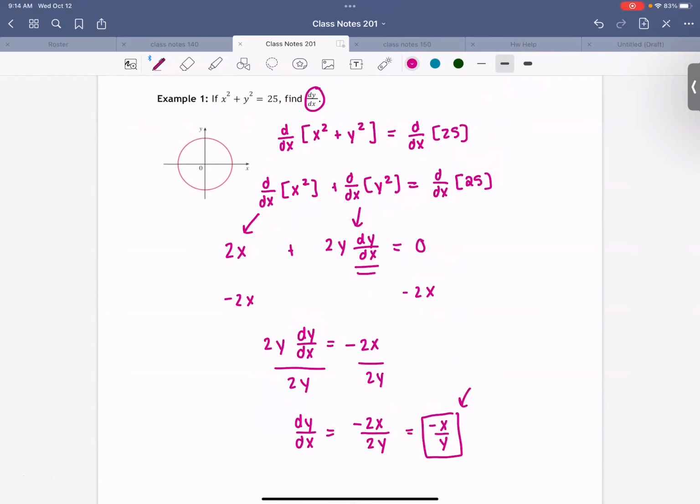Okay. So basically, at any point of my graph, I know how much y is changing if I just plug x and y into my derivative. Okay. Any questions so far?